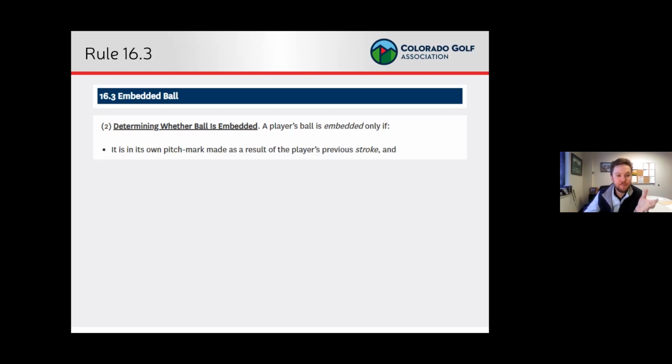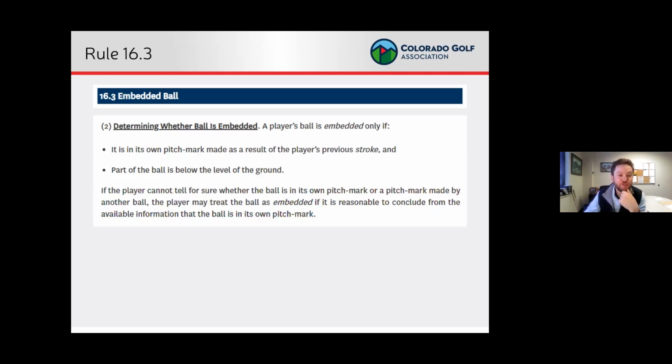And again, we have to say a player's ball is embedded only if it is in its own pitch mark made as a result of the player's previous stroke. Again, own pitch mark, it's the one that it made. So if it lands in another pitch mark, it's not embedded. That's just a bad lie at this point. And part of the ball, it doesn't say how much, is below the level of the ground, the surface of the earth.